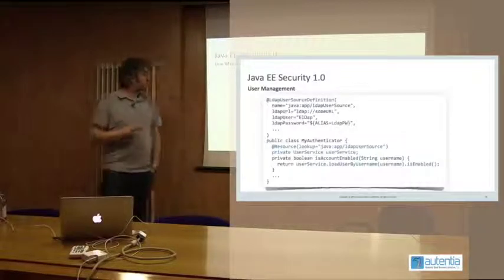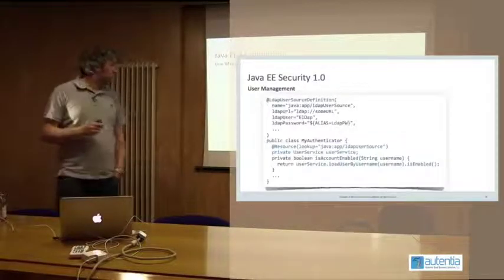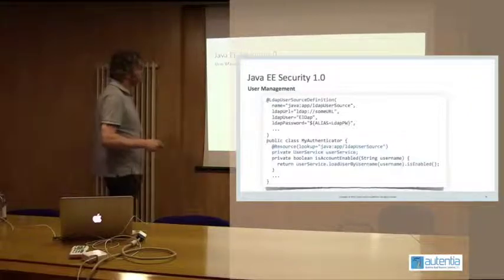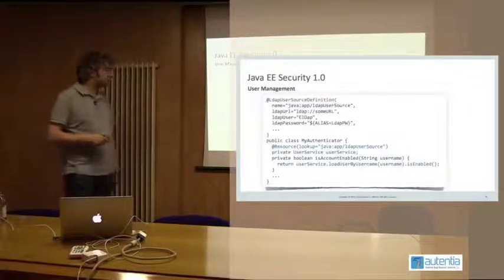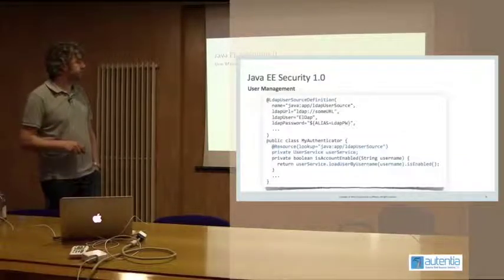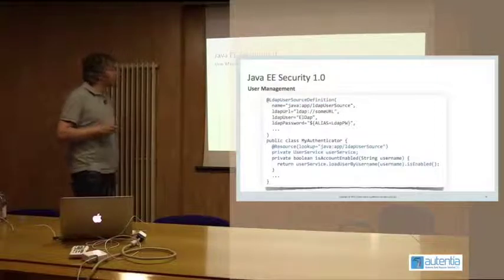So this is an example. This is my LDAP user store, and I'm using the API in this case to gather users and specific attributes of those users.